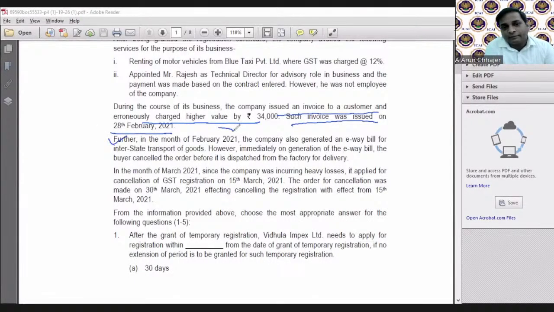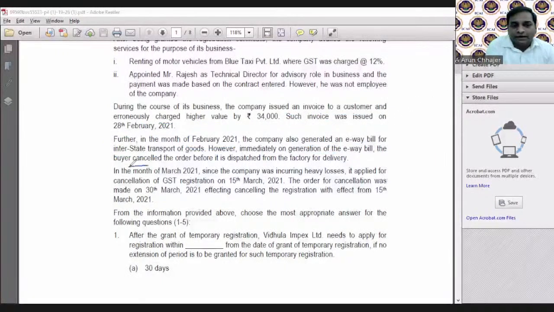Next, in the month of Feb 21, the company also generated an e-way bill for interstate supply. Immediately on generation of the e-way bill, the buyer cancelled the order before it was dispatched from the factory for delivery. So before starting the movement, the order has been cancelled, but the e-way bill has been generated.